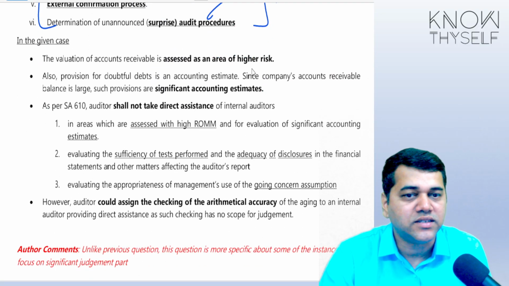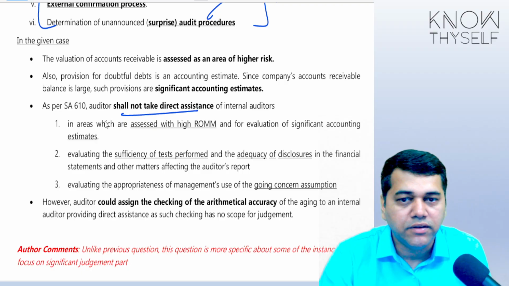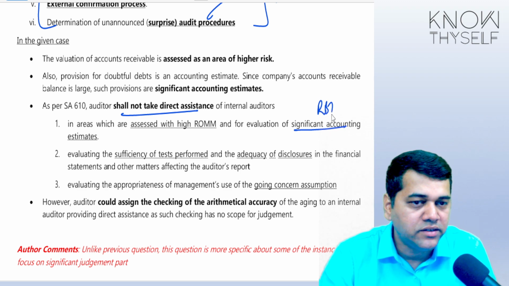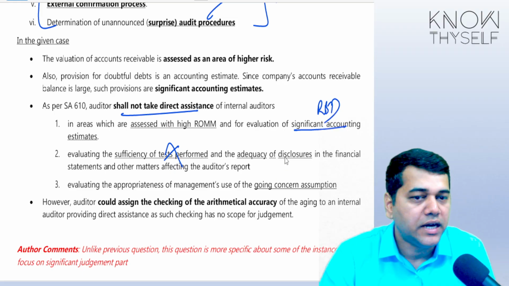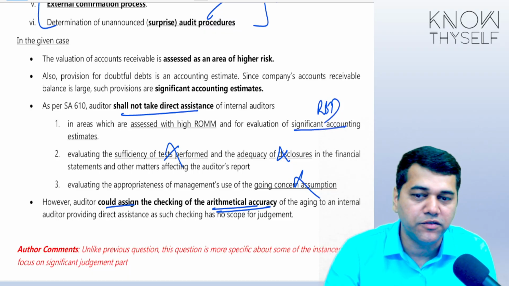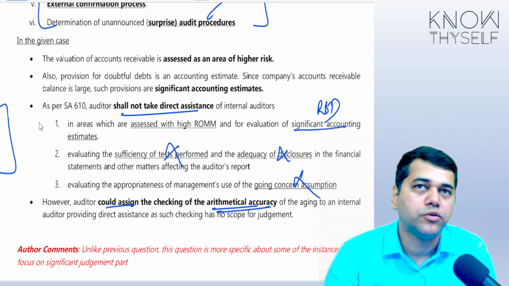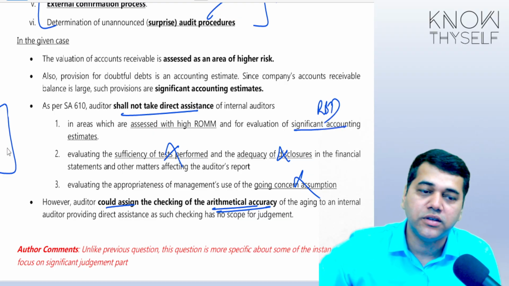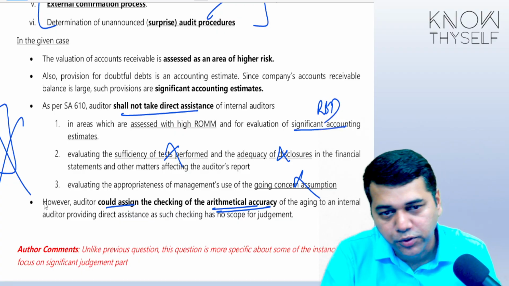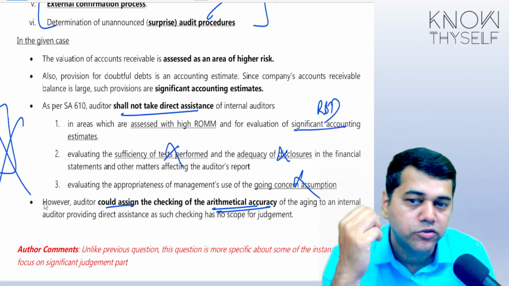Now, assessed as an audit high risk area, you shall not take the assistance. So in the given case, you should not take assistance in significant accounting estimates, for example, reserve for bad debts, sufficiency of the tests performed, adequacy of the disclosure, going concern. But you can assign them for arithmetical accuracy. That means if any model has been prepared, you can ask them to check whether the totaling is correct. Okay. Suppose in external confirmation, which customer should be selected for external confirmation? Don't use them. But sending by courier, making one small report of whom the letter has been sent to, making a follow-up call. So this type of activities you can.